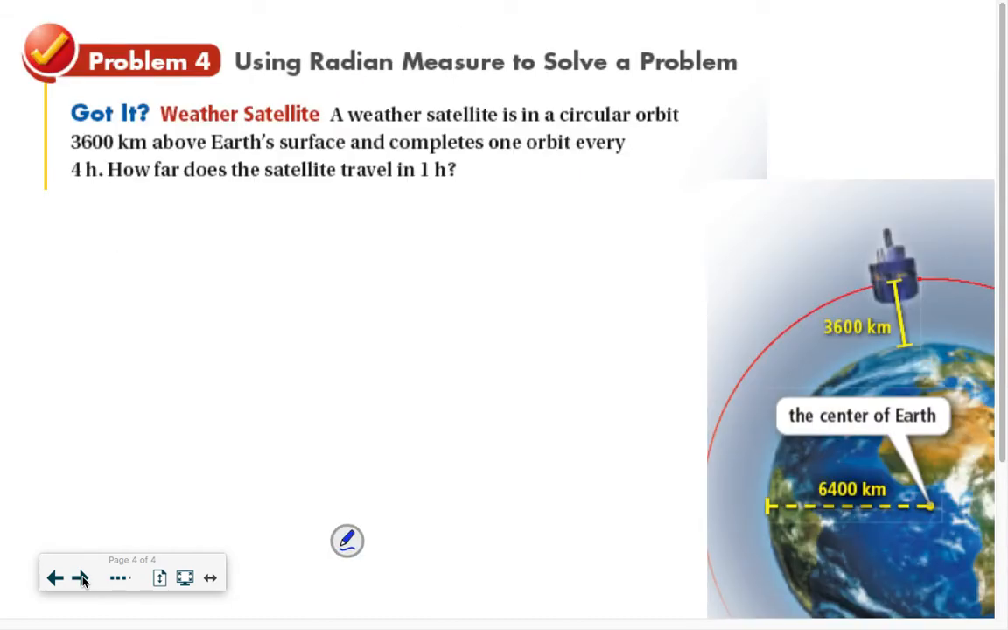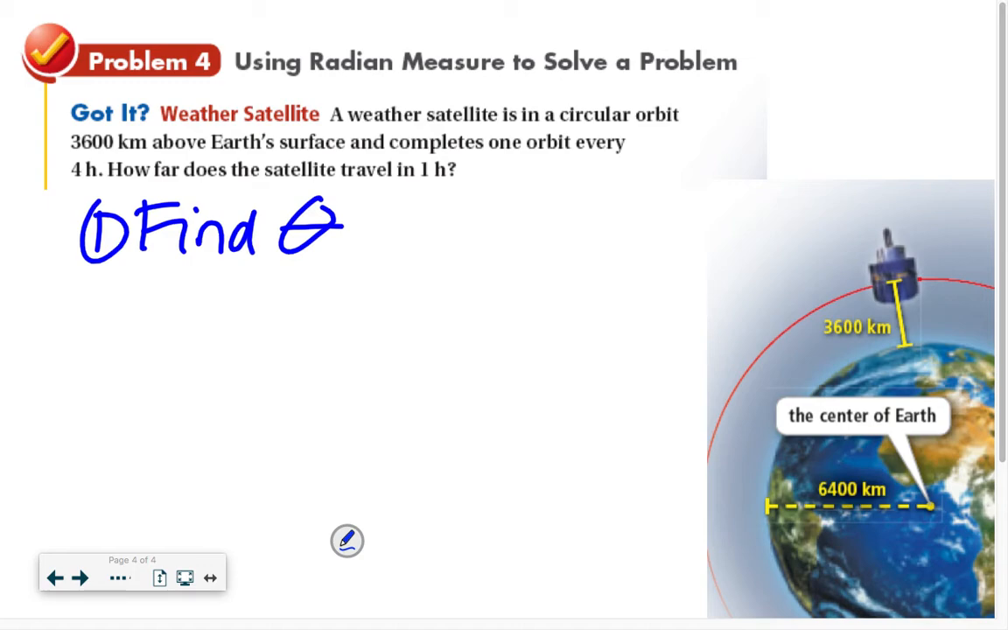Alright, last one. Oh, my picture got kind of cut off. Oh well. It says a weather satellite is in circular orbit, 3,600 kilometers above Earth's surface, and completes one orbit every 4 hours. How far does the satellite travel in 1 hour? Well, in order for you to find arc length, I need what two things in our formula? Radius and radians, our angle measure. Let's find the angle measure first. That's probably the most complicated thing. So the first thing we're going to do is find our theta, our angle.